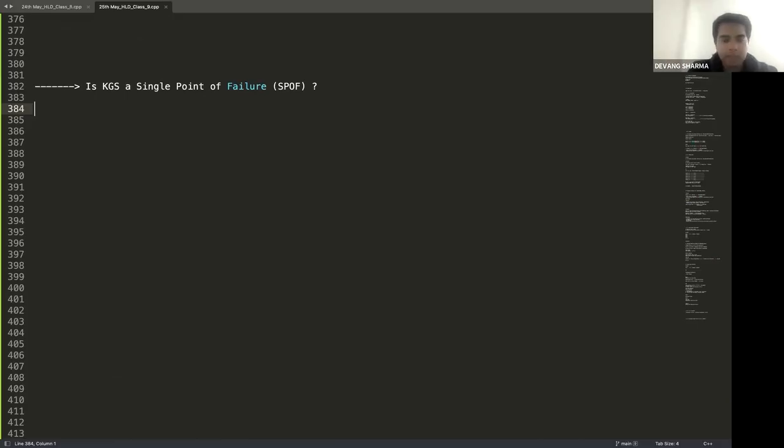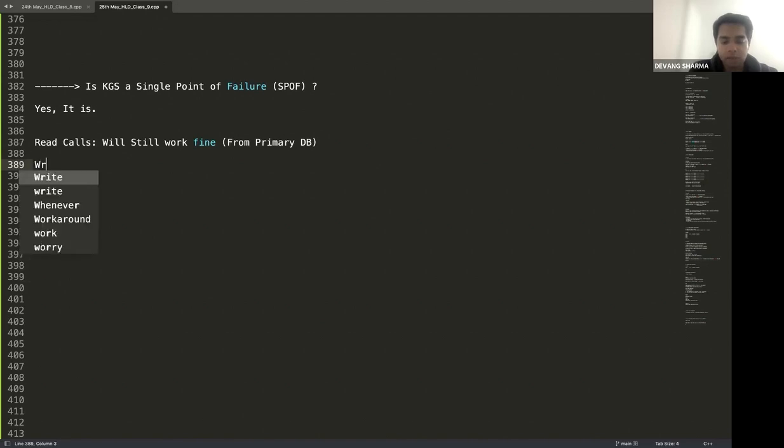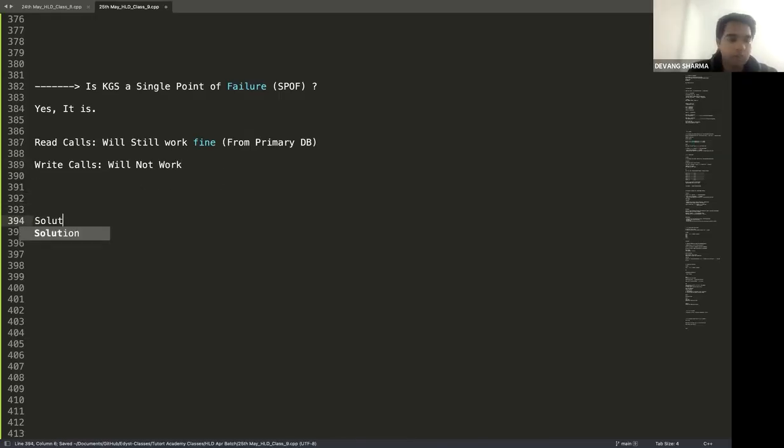Okay. The correct answer is yes, it is. My read calls will still work fine, because they are being served from the primary database. But my write calls will not work. Okay. So what's the solution for it? If you identify that key generation service can be a single point of failure, yeah, read call means existing short URLs which have a mapping in the primary database. If you identify that your key generation service can be a single point of failure, how are you going to solve it now?